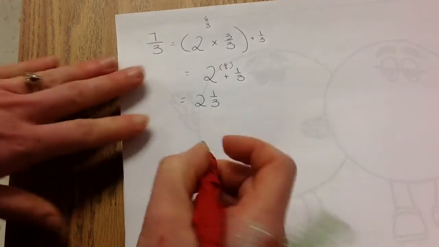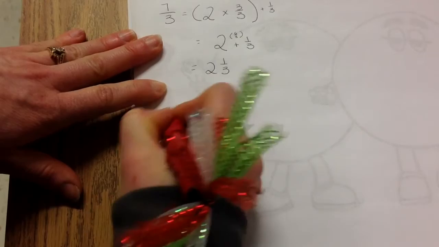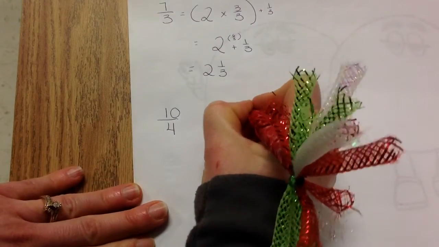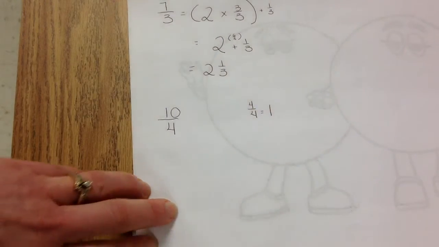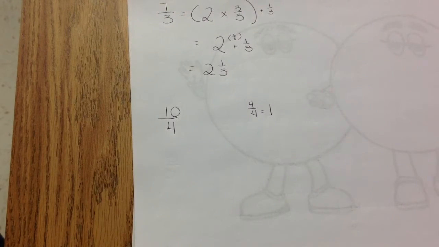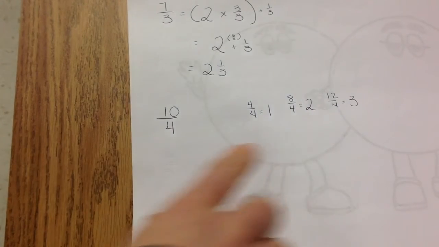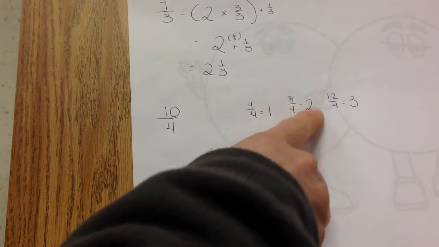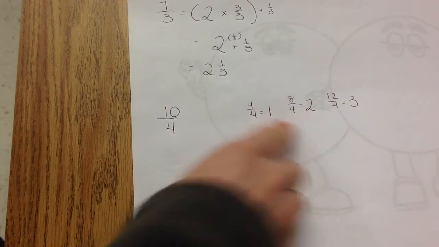We're going to do the last one, which is 10/4. How many groups of 4/4 can you get out of 10/4? Go ahead and do it off to the side like we did before. Pause while you do it. You should have found that we can only go to 2 groups of 4/4.